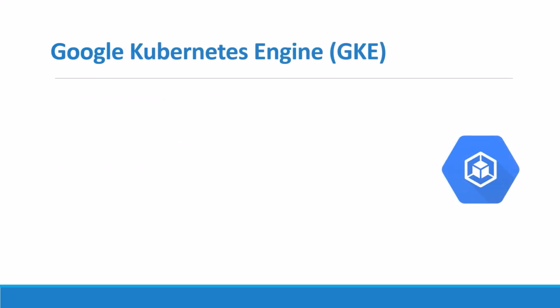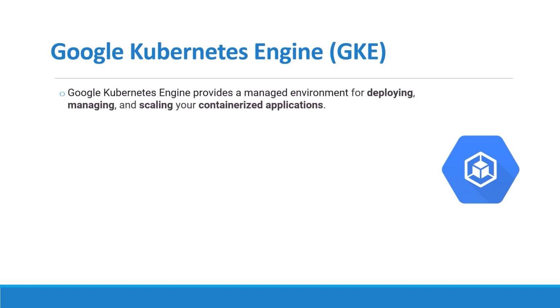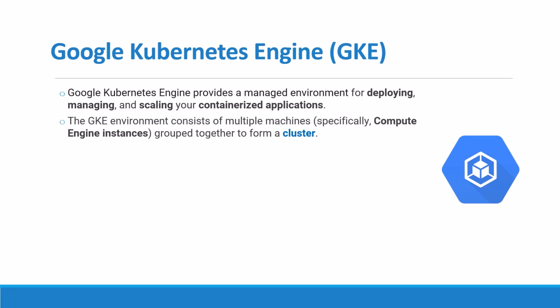So let's start with understanding of Google Kubernetes Engine, GKE. Google Kubernetes Engine provides a managed environment for deploying, managing, and scaling your containerized applications. The GKE environment consists of multiple machines, specifically Compute Engine instances, grouped together to form a cluster. As you remember, in our previous videos, we learned how to work with Google Compute Engine VM instances. So these VM instances in the GKE environment are grouped together to form a cluster.